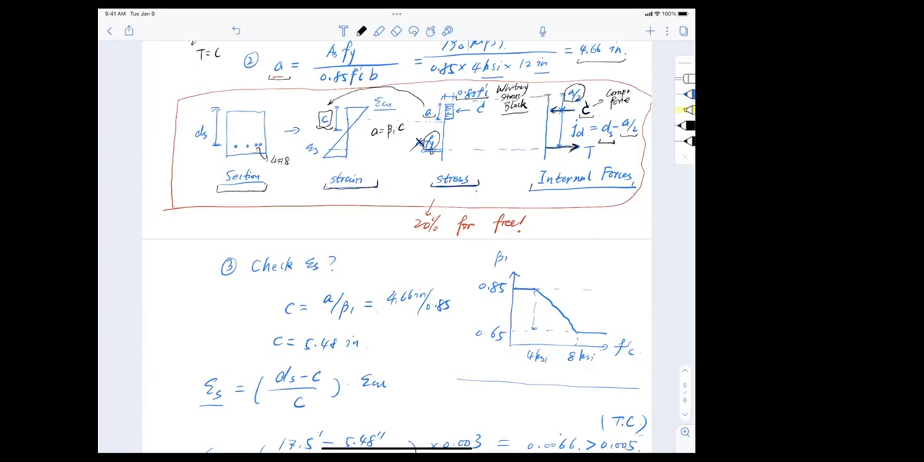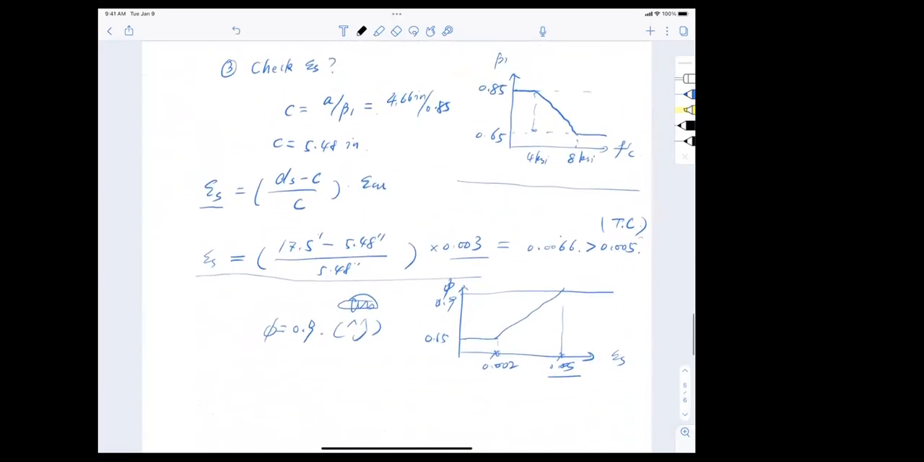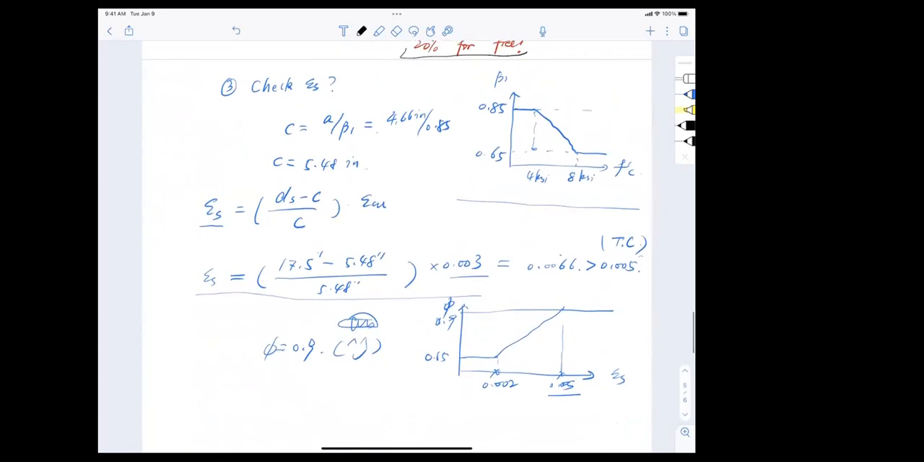All right, so that is everything you need to know to get your 20% grade for free. So you grab it, right? It's for free. Okay, now once I have the diagram, I will go ahead, check my strain in the steel.